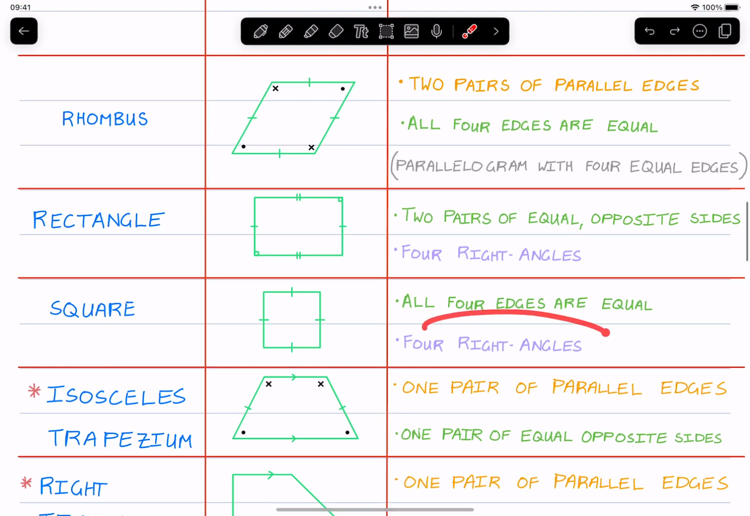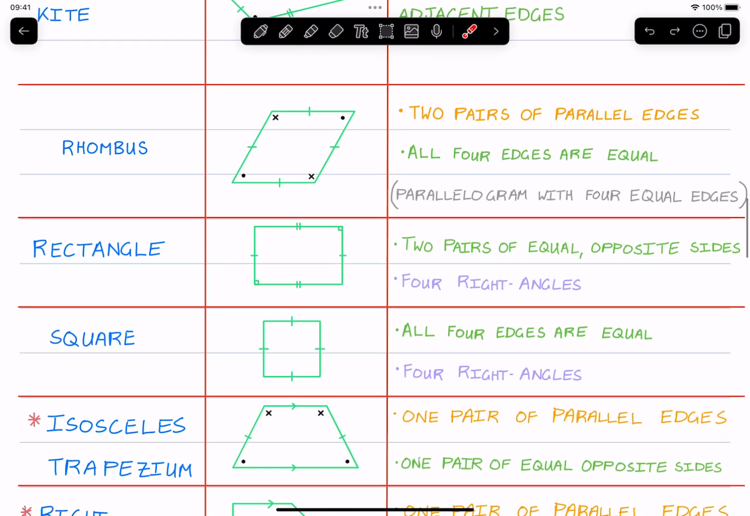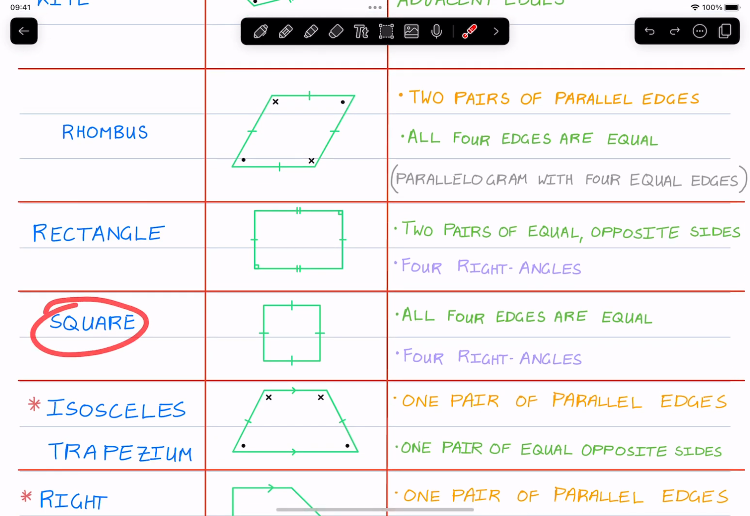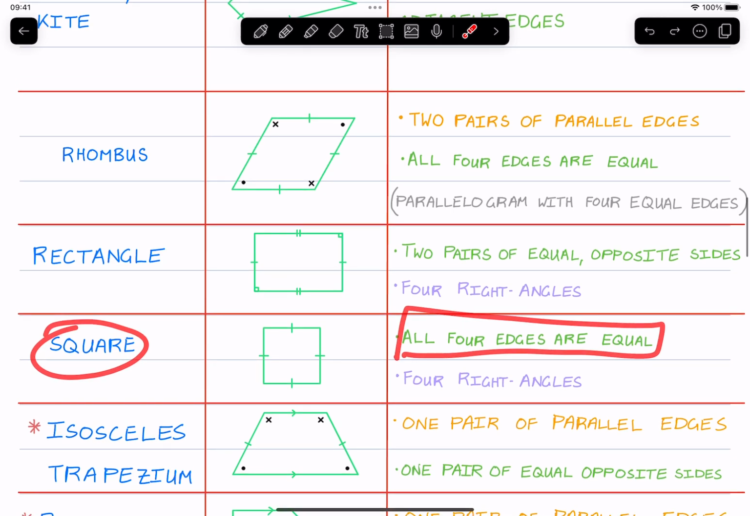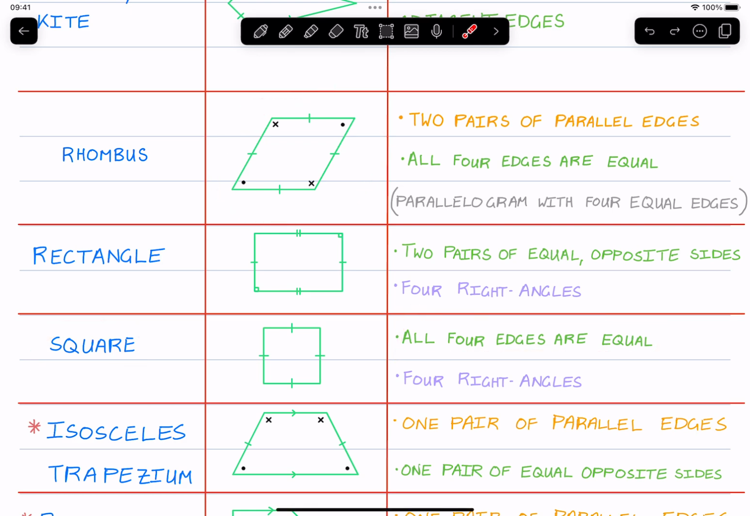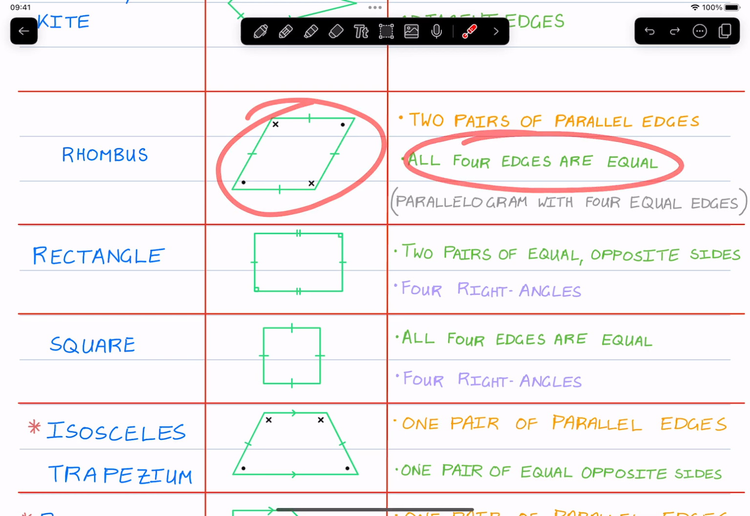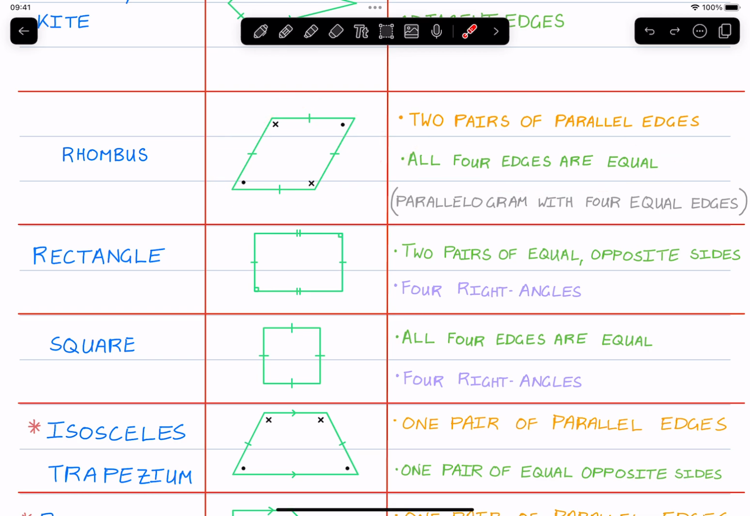Now, notice how I've included four right angles. Because if we said that a square is just a quadrilateral with four equal edges or sides, that is actually still a rhombus. Because a rhombus has all four edges or four sides equal, but a square has the special property of four right angles.